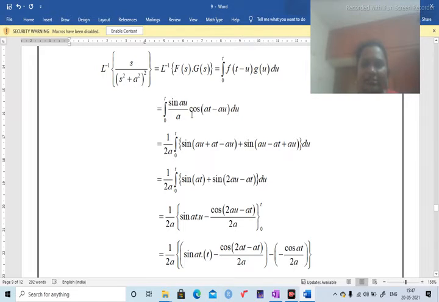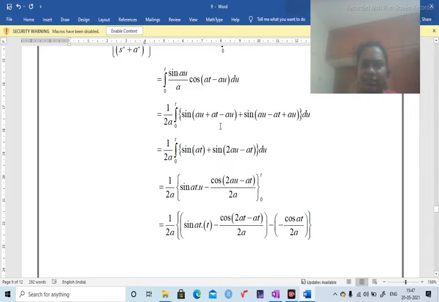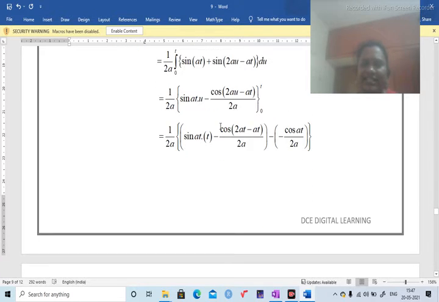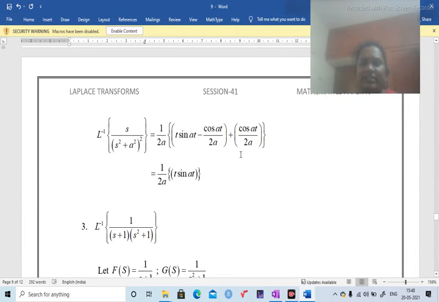Here we have multiplication. That's why by using known formulas, we are going to convert this multiplication as addition. Simplify, integrate, take limits from 0 to t, substitute those limits, upper limit minus lower limit, and simplify. Then you are going to get the final answer for the L inverse of the given function.